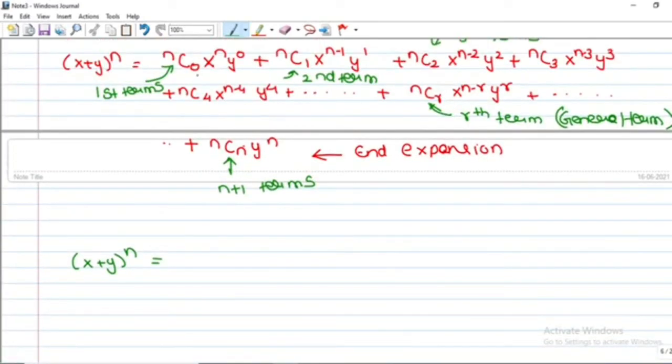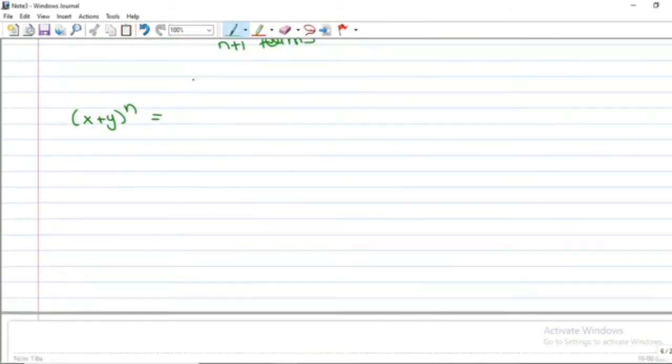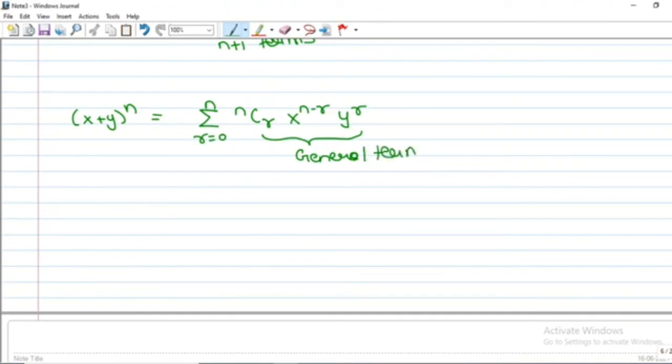Okay, can I represent it using sigma summation? Yes, we can easily represent it. This can be represented as summation r from 0 to n of nCr, where r starts from 0, into x power n minus r into y power r. And now you will automatically get a click that this is nothing but the general term. So this way of representation using sigma is nothing but applying a summation sign in front of the general term. That's it.